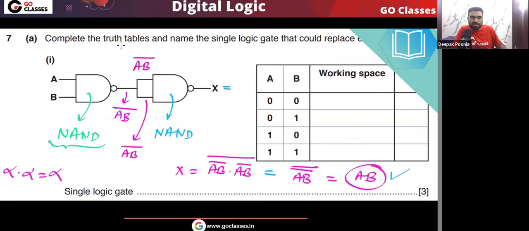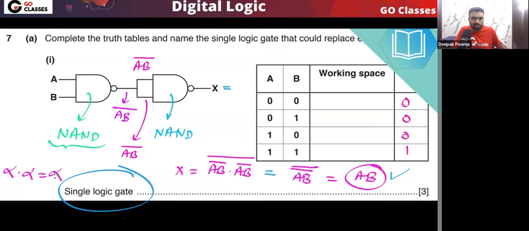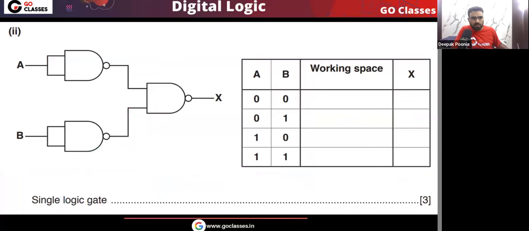Now you can easily create the truth table. The truth table of AND gate, basically you need to create. So remember, the truth table will be like this. This is the truth table, and the single logic gate that will implement this function X, that is your AND gate. So you can just draw the AND gate, that will be the answer here. Like this, you can draw A, B, and this is your X. X is equal to AB. Very simple question. Let's move on.